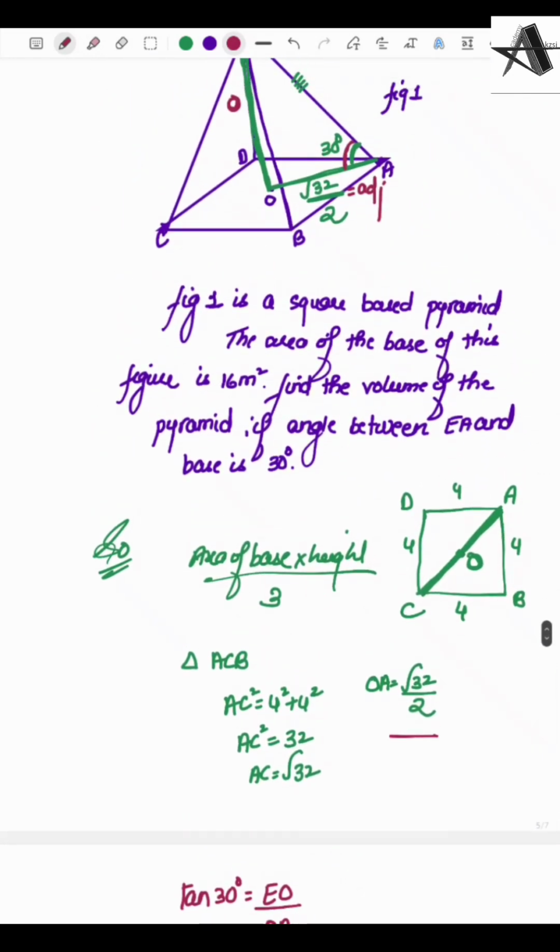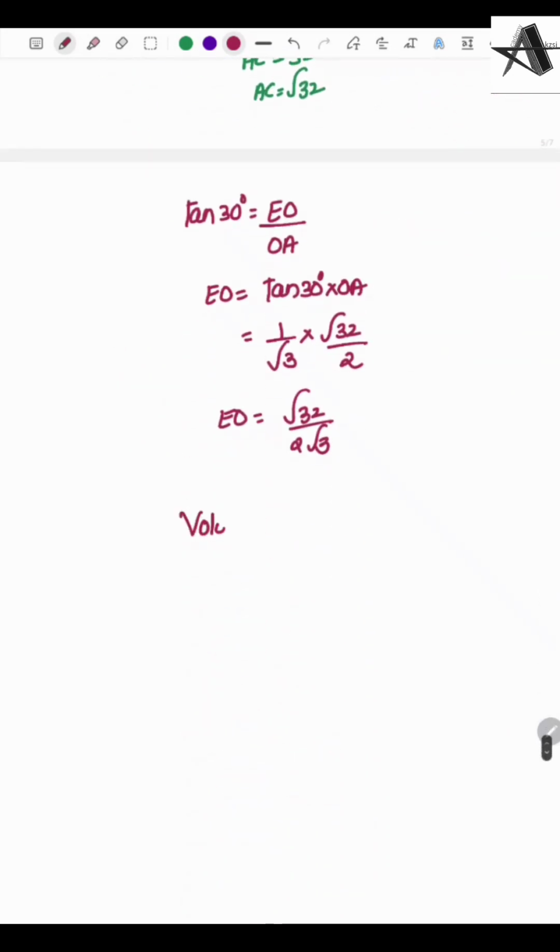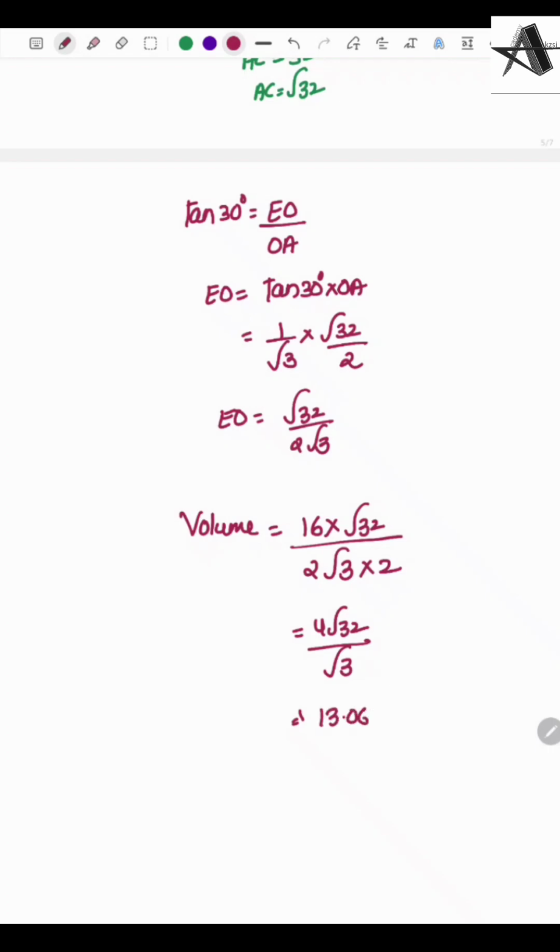Now, coming back to this one, we have the height and the area of base, so we can calculate the volume. Volume is area of base, which is 16, into height, which is root 32 by 2 root 3, into 2. So this will be 4 root 32 by root 3. Either I can write it in surd form, or let me write the answer in decimal form. This is finally equal to 13.06, or up to 2 decimal places, 13.1 centimeter cubed is the volume of this whole pyramid.